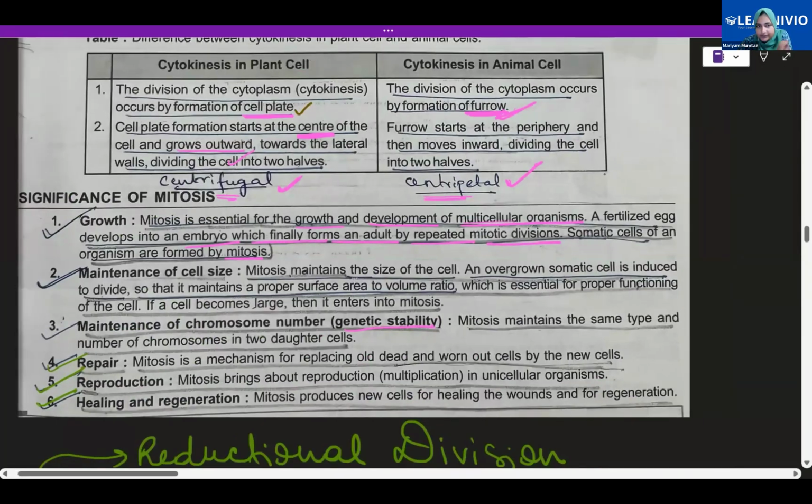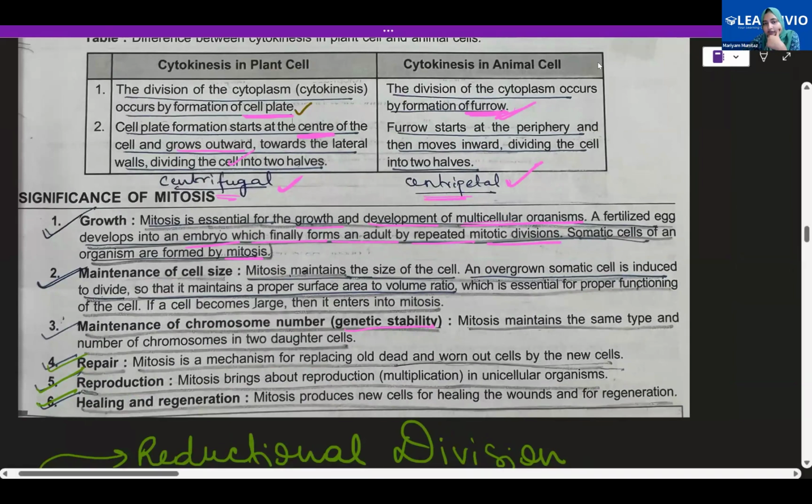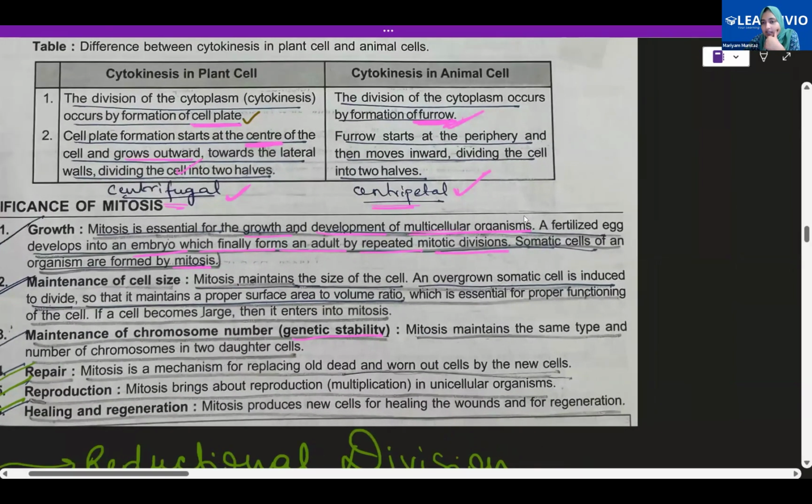Then coming on to the uses, the significance, the applications of mitosis. First is growth. Mitosis is essential for growth and development of multicellular organisms. A fertilized egg develops into an embryo, which finally forms an adult by repeated mitotic divisions. Right?